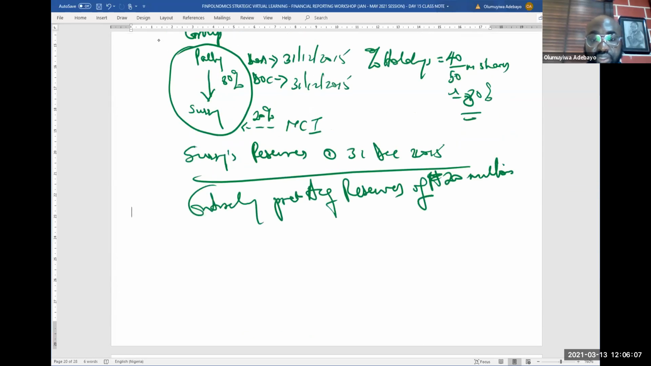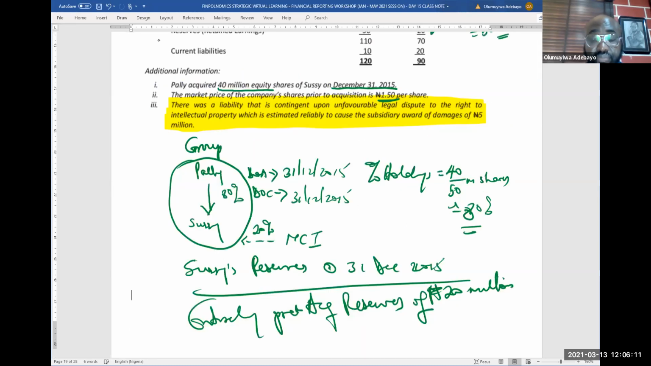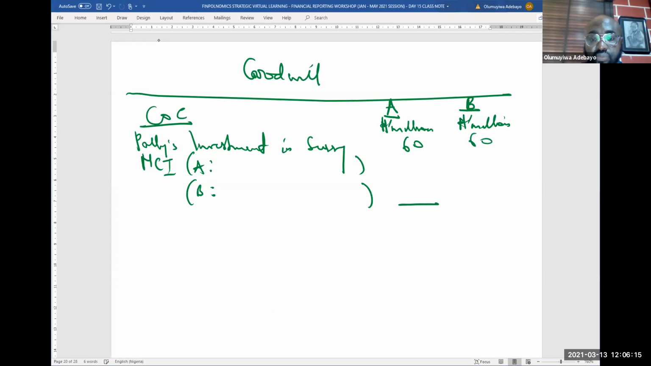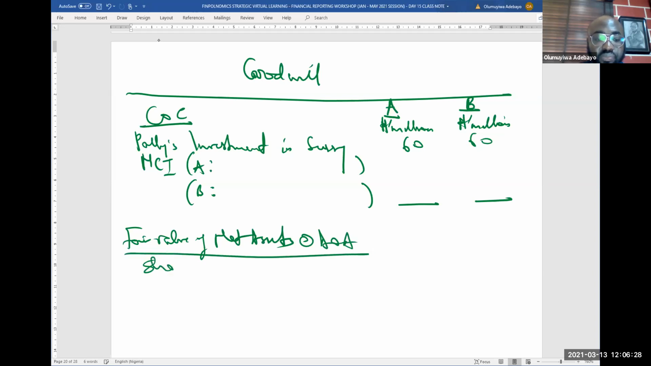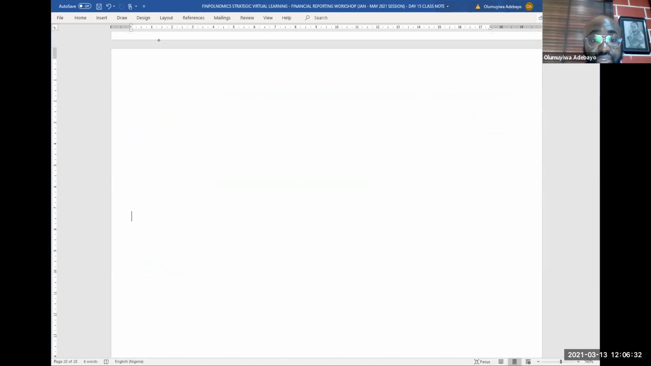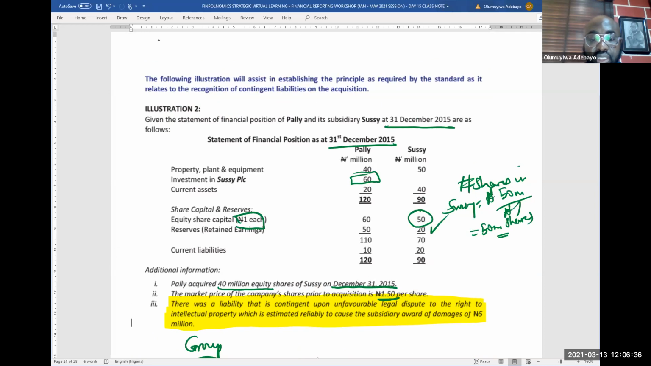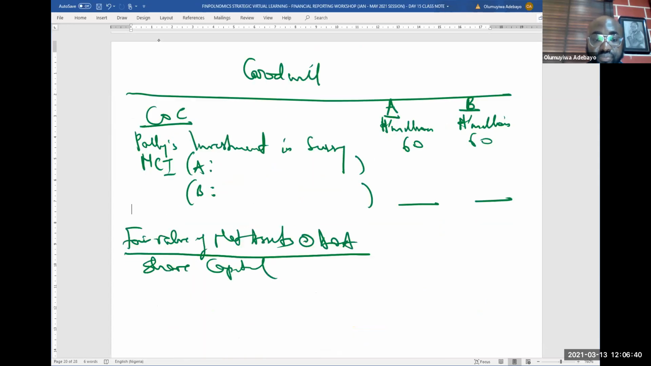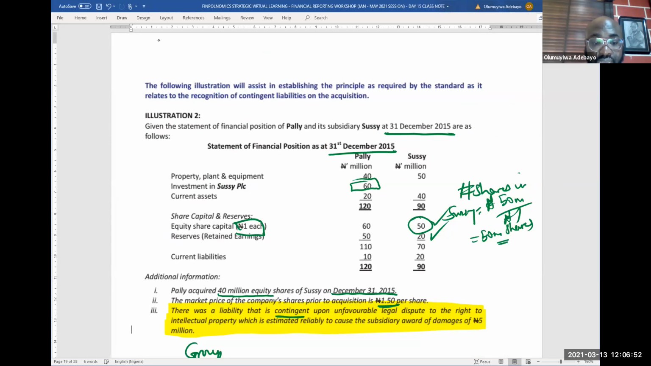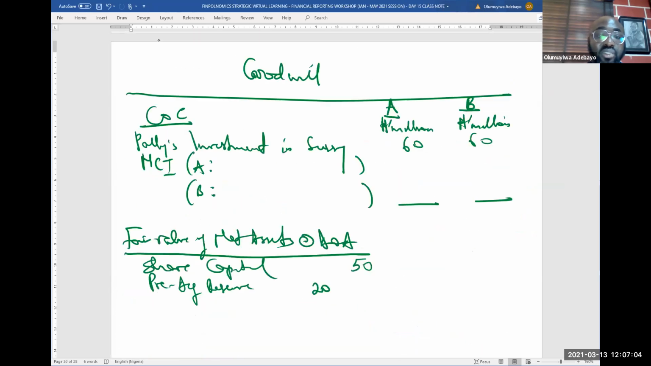What is Palace's investment in Suzy? That's 60 million. What is the fair value of the identifiable net assets as at the date of acquisition? Share capital is 50, and pre-acquisition reserves are 20. I put 20 here because there's a phrase that says there's a contingent liability, and all of these satisfy the requirement of IFRS 3 recognition. If that is the case, what do we do? We go ahead to recognize the contingent liability.